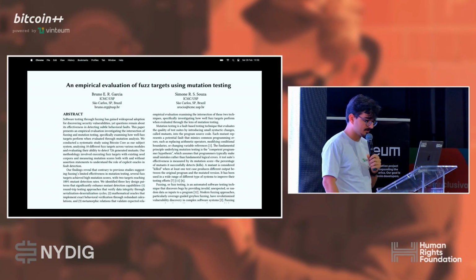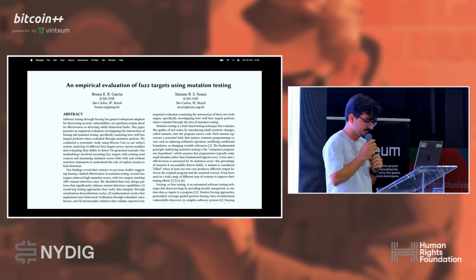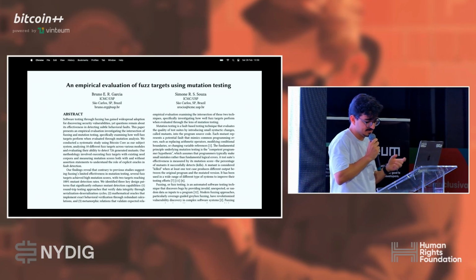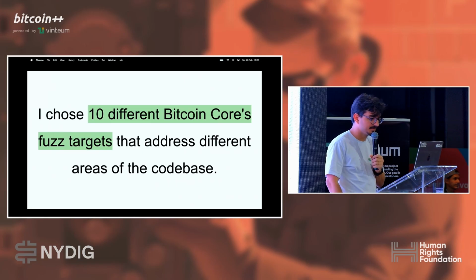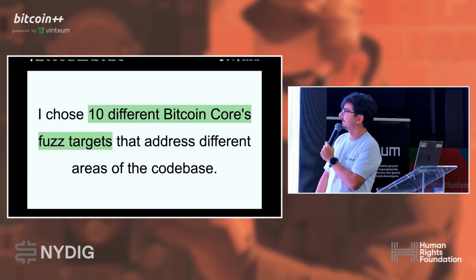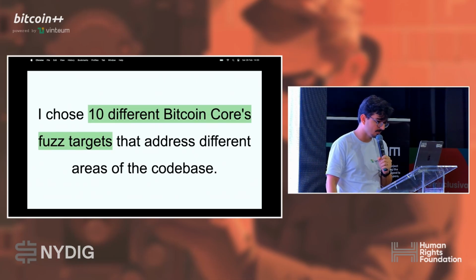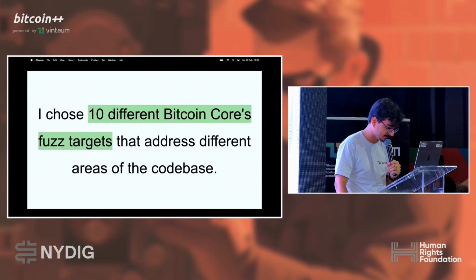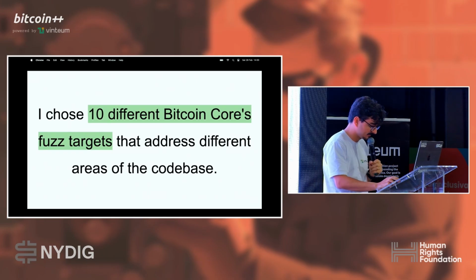So the idea, of course, is verifying if the fuzz tests could detect this number of mutants or could detect more. So initially, I chose 10 different Bitcoin Core fuzz targets that address different areas of the code base. I don't know why 10, sorry, and I don't know why I chose these 10, but yeah, I chose 10 different targets.